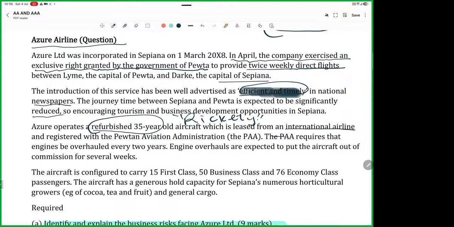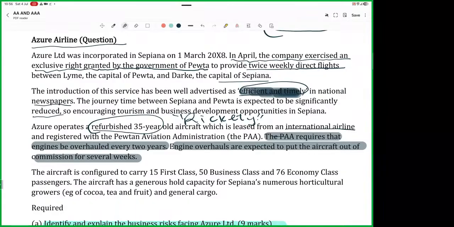The PAA requires that engines be overhauled every 2 years. Engine overhauls are expected to put the aircraft out of commission for several weeks. And yet, in this case, you've been given an opportunity where you are supposed to be running 2 flights every week.